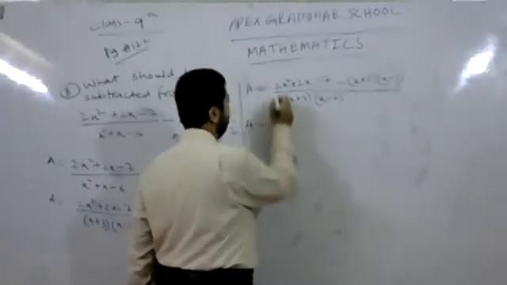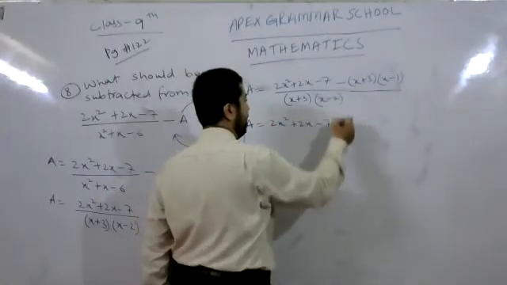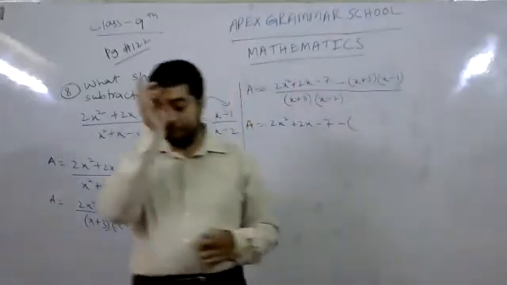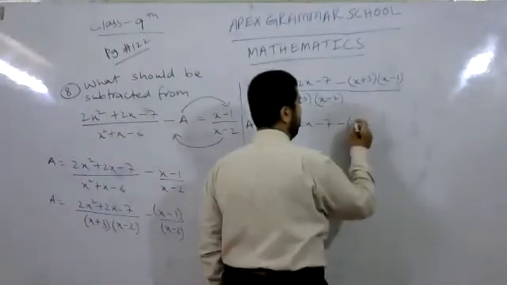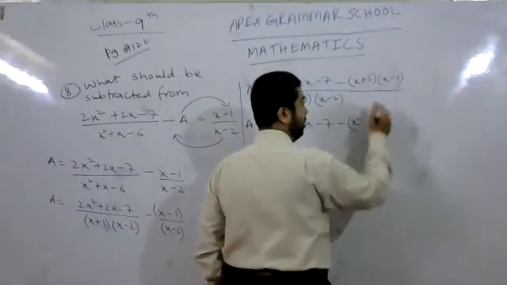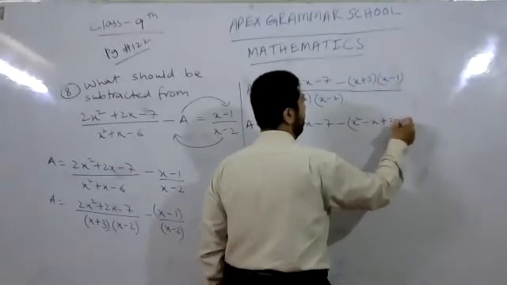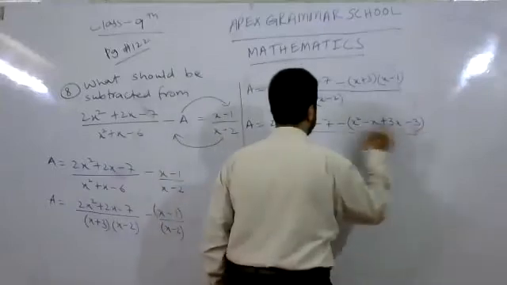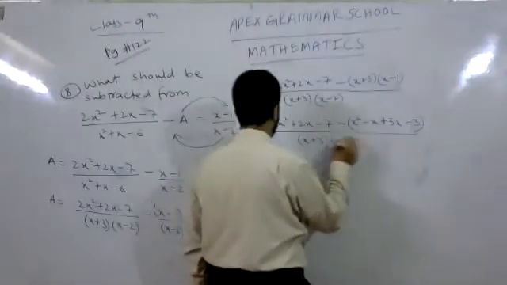So A is equal to 2x square plus 2x minus 7. After that minus sign, you can do the multiplication but within brackets. So x multiplied by x means x square. X multiplied by minus 1 means minus x, then plus 3x, and then minus 3. And in denominator, that is as it is, x plus 3 into x minus 2.